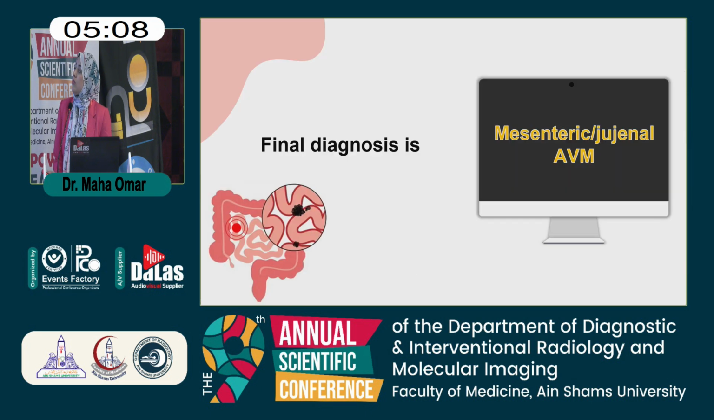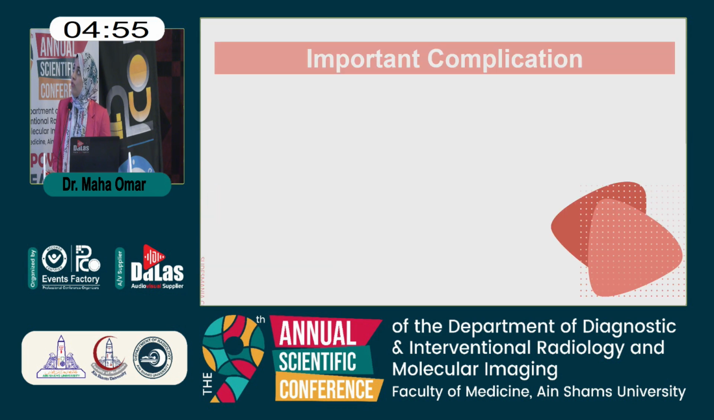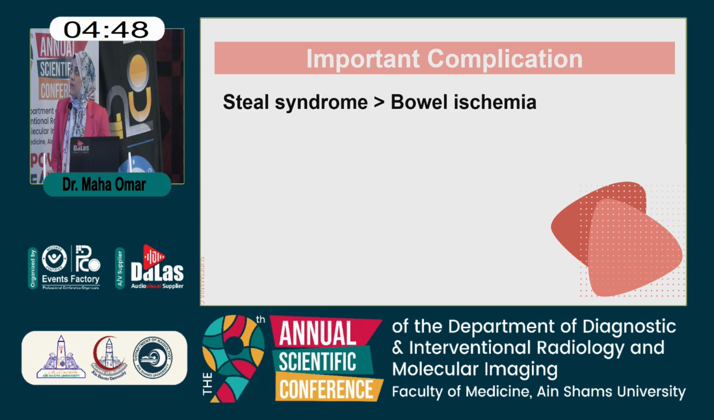So the final diagnosis of this case is mesenteric or jejunal arteriovenous malformation. This was confirmed angiographically, and the lesion was managed accordingly. An important complication of such lesions is the Steal syndrome.